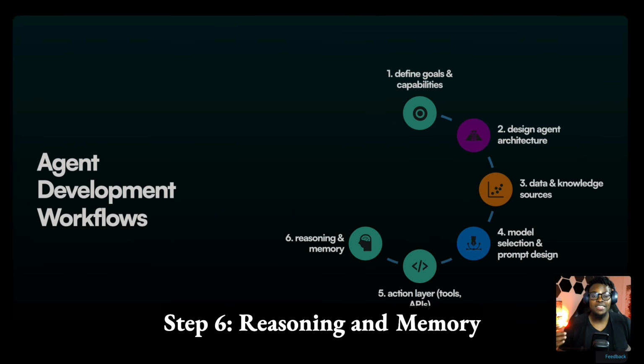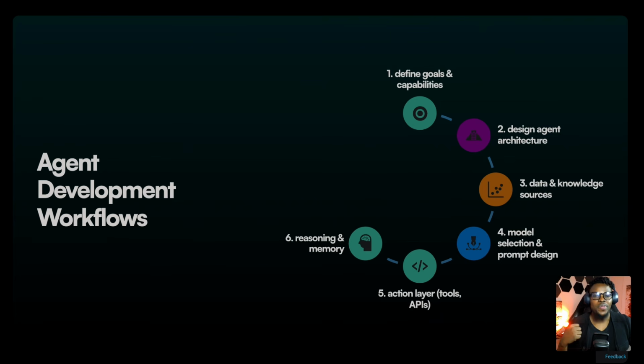Next, we have reasoning and memory. So now your agent has a brain, the model, remember, and the hands, which are the tools. So how does it decide what to do? And that's step 6, reasoning and memory. The agent has to plan when a user asks a question, for example, say, what's the weather like in Paris? And can you email that information to my mom?